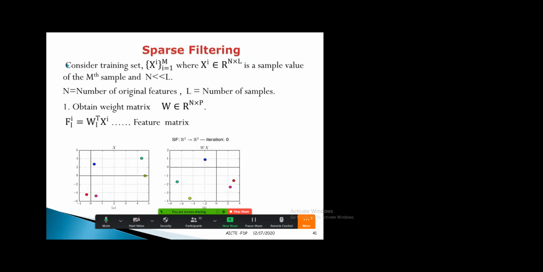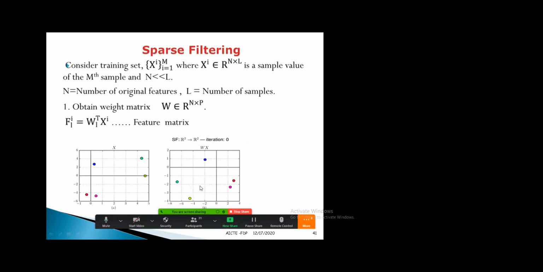So how do we apply sparse filtering? Concept-wise, of course, a lot of study and a lot of mathematics has gone into this. The paper we have used for sparse filtering is from Stanford University, and it is freely available on the internet. So what it does is, we have this feature set X. As you can see, it is a bit distributed like this.